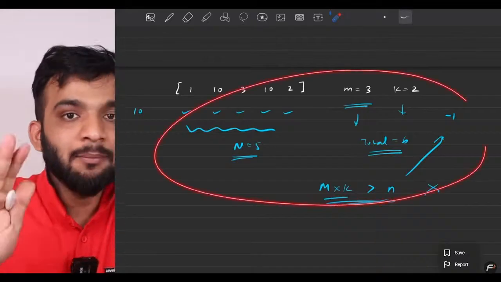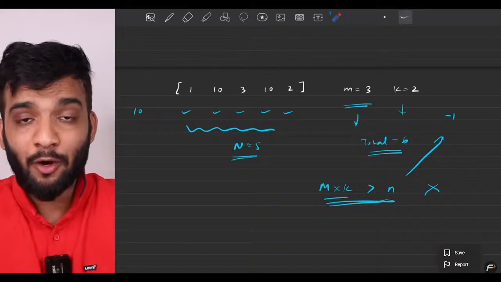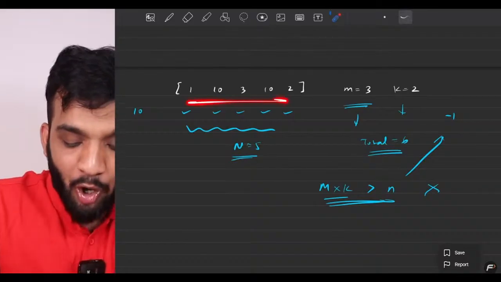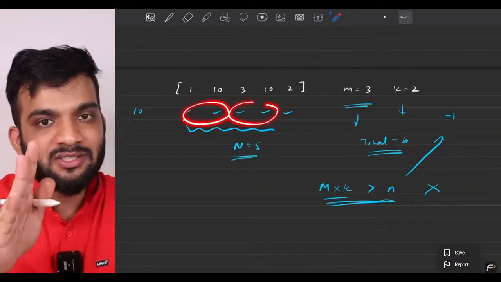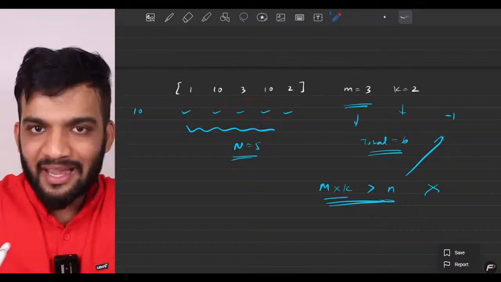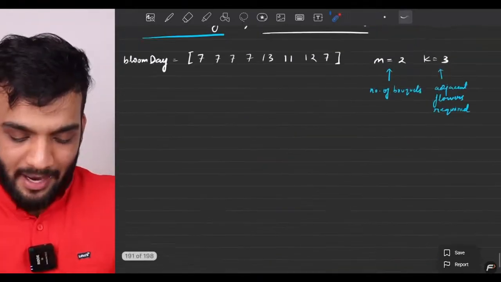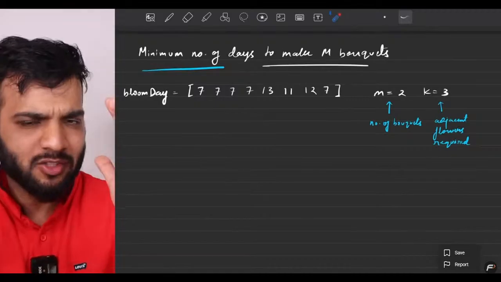So this is the only impossible case. Apart from it, all the cases are possible, because it is possible to bloom all the flowers. So you'll be able to pick up adjacents for any given thing which is lesser than equal to n. Thereby it is possible. So we have figured out the impossible case. Now let's come back and try to solve the case where it is possible.